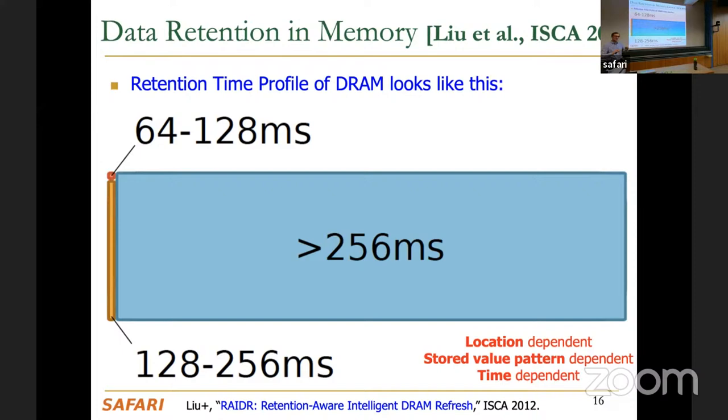Not systems, DRAM chips. The manufacturers, for example, added error correction codes in DRAM chips that allowed them to not increase the refresh rate as much. And that allowed them also to fix some of these variable retention time issues.